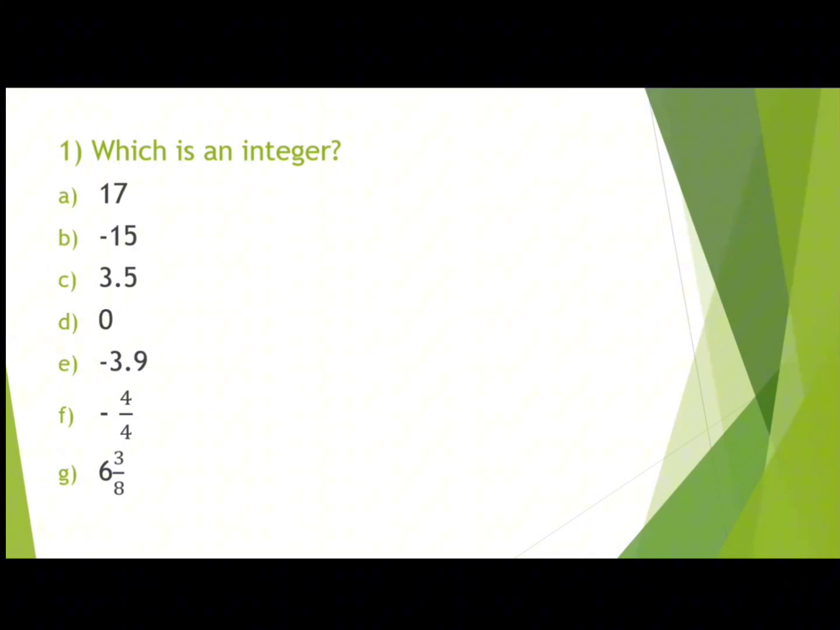which is an integer. We have to know that an integer has to be a whole number, like 1, 2, 3, or 0, or -1, -2, -3. So if it's a decimal or a fraction, it's not an integer. 17, it's an integer. -15, it's an integer. 3.5, it's not an integer. 0, integer. -3.9, wrong, because it's a decimal number. -4/4, it's an integer, because -4/4 means -1. We said that if I have a fraction with the same numerator and denominator, that means 1. So now the value of -4/4 is -1. 6 and 3/8, it's not an integer.